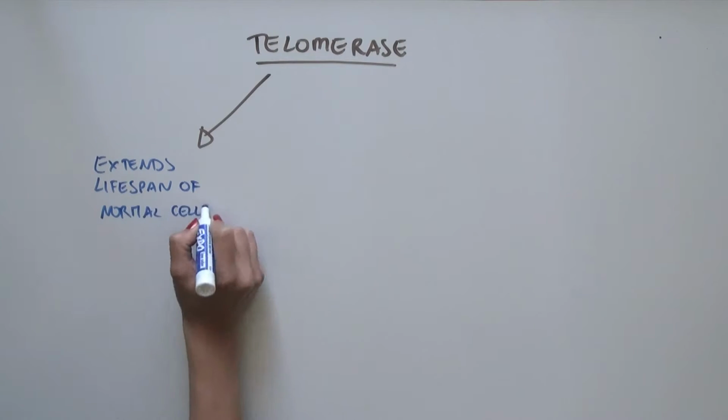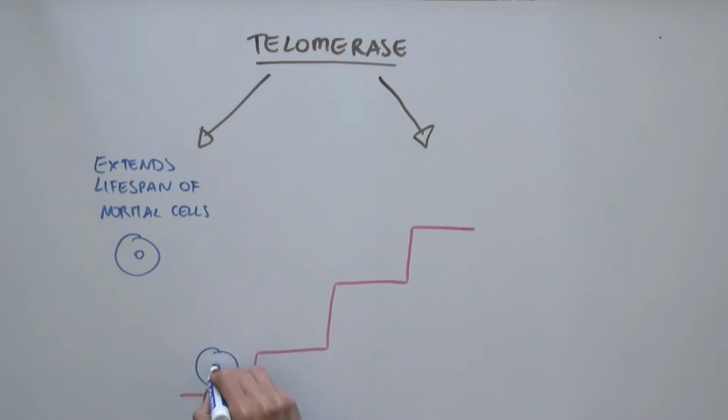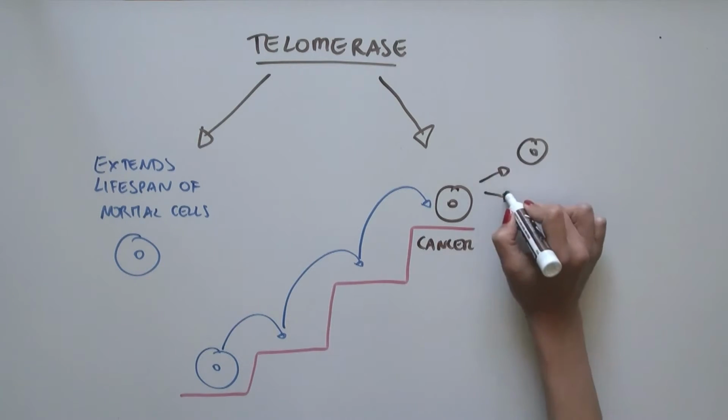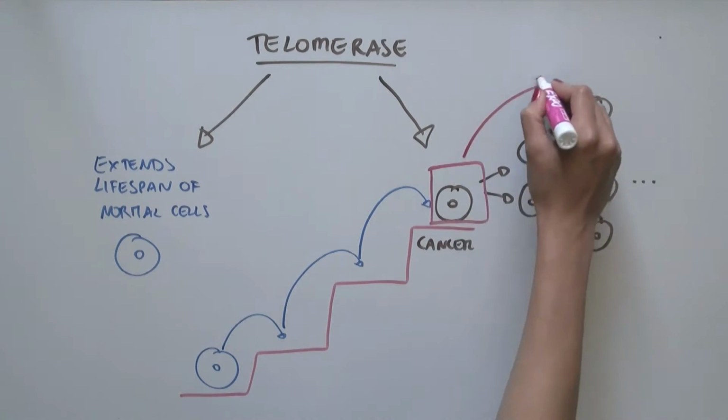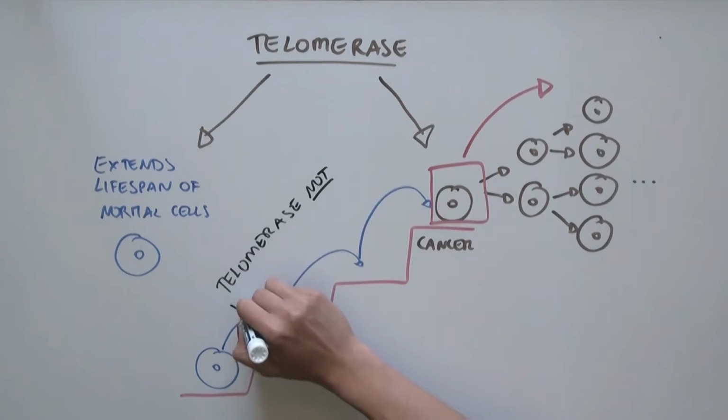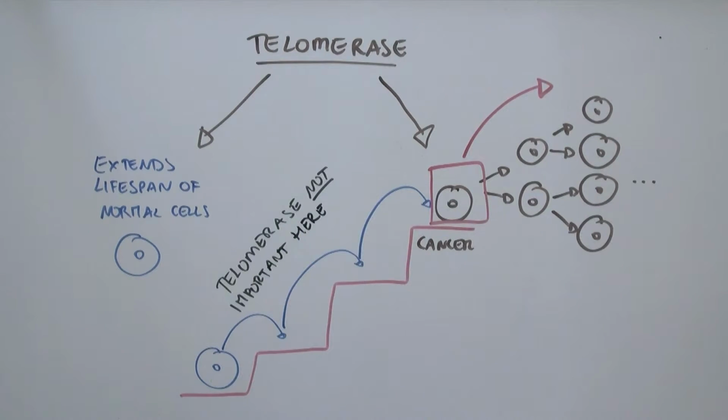Before this finding, it was thought that telomerase in cancer cells simply allowed the cells that had reached the top of the staircase to keep dividing, but was not important in driving the cells up the staircase to a cancer state. So how does this finding contribute to this view?